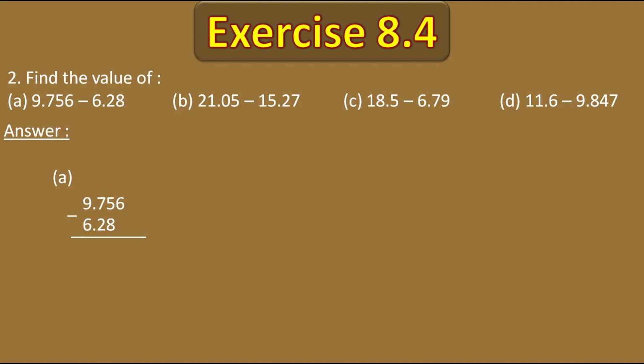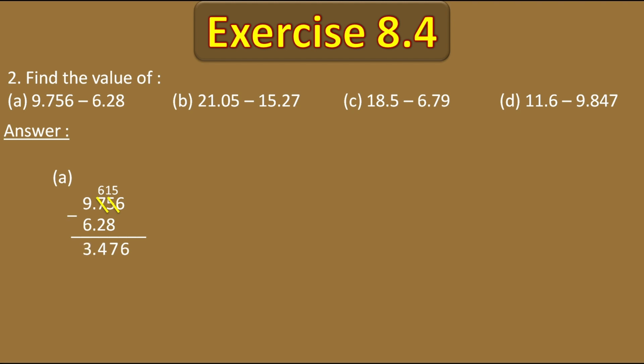Now in the second number we don't have any digit in the thousandths place, so no need to worry. We have to think that there is a 0. So 6 minus 0 is 6. 5 minus 8 we can't do, so let's make it 15 by taking 1 from this 7. So this 7 becomes 6 and 5 becomes 15. Now 15 minus 8 is 7. 6 minus 2 is 4. 9 minus 6 is 3.